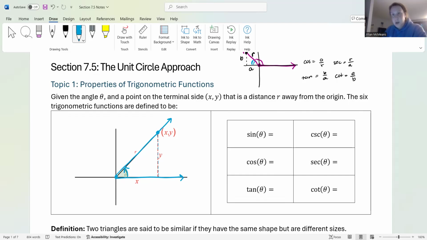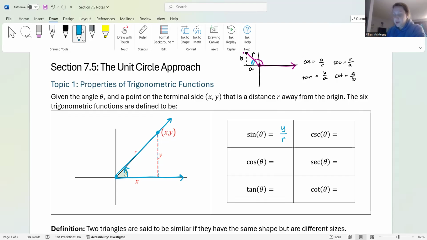The base of the triangle is a distance x from the origin to where the triangle is drawn. And then from the x-axis to the point on the terminal side, we have a distance y. And then we have this distance from the origin to the point on the terminal side that we're going to call r. That's going to be really important later, but for now, it's just r. Well, knowing what we know about the six trig functions, we already know that sine is opposite over hypotenuse. So if we indicate where theta is, the opposite side is y and the hypotenuse is r.